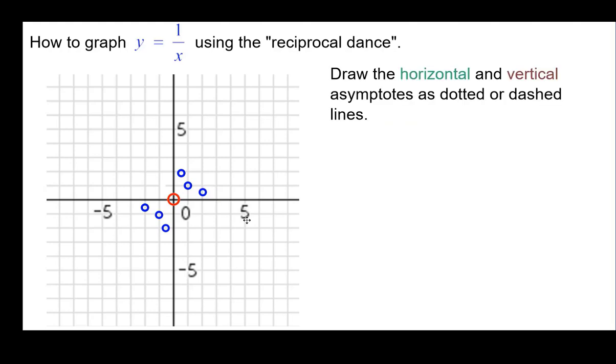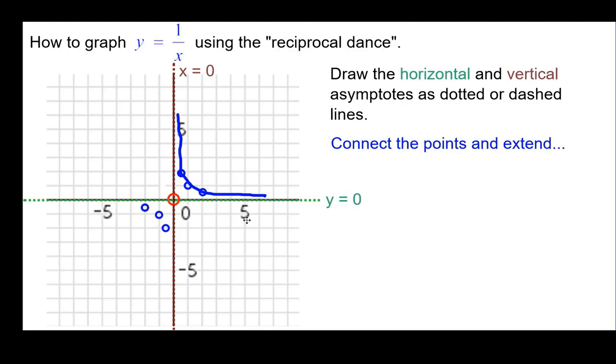From here, we're going to draw the horizontal and vertical asymptotes as dashed or dotted lines and label their equations. So we've got the x-axis here, which is really y equals 0. And we've got the vertical y-axis, which is really x equals 0. And we want to draw the curve, connect the points, and extend. So a little bit shaky there, sorry about that, and a little bit shaky here, but we'll go ahead and make it look a lot nicer.